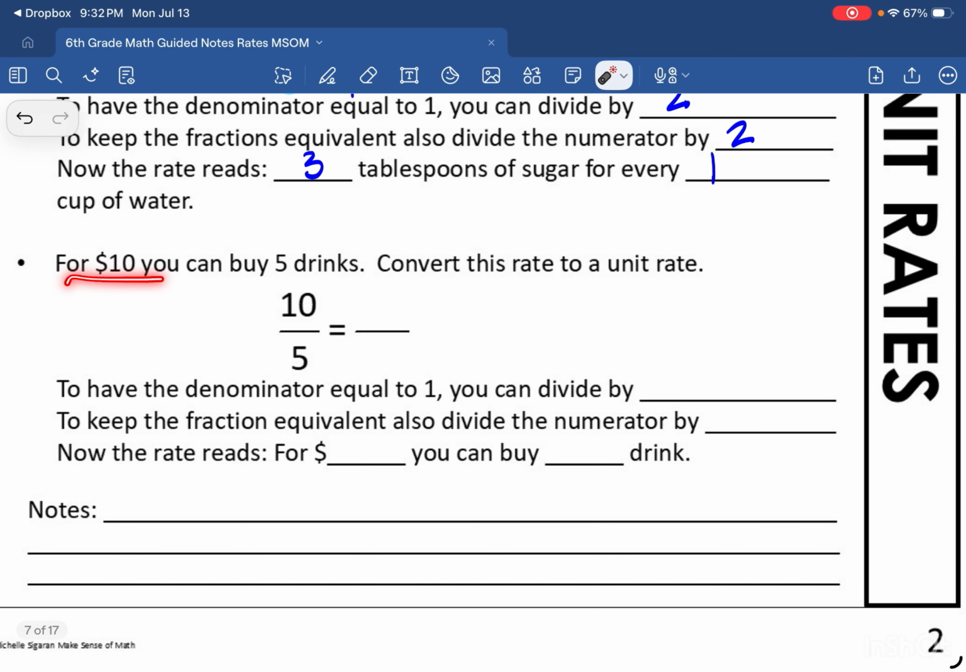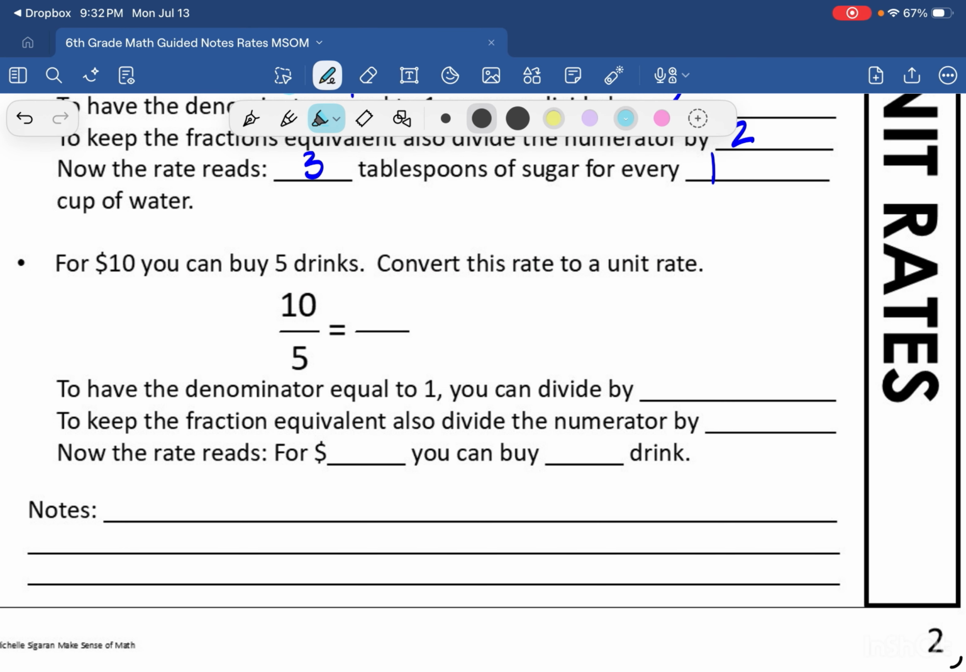For $10, you can buy 5 drinks. Convert this to a unit rate. So I have 10 to 5. I want the bottom number to be 1. So from 5 to 1, I'm going to divide by 5. Again, always division or multiplication. So 10 divided by 5 is 2.